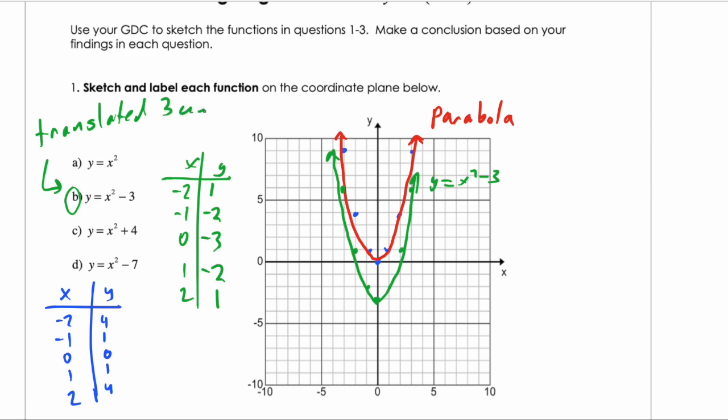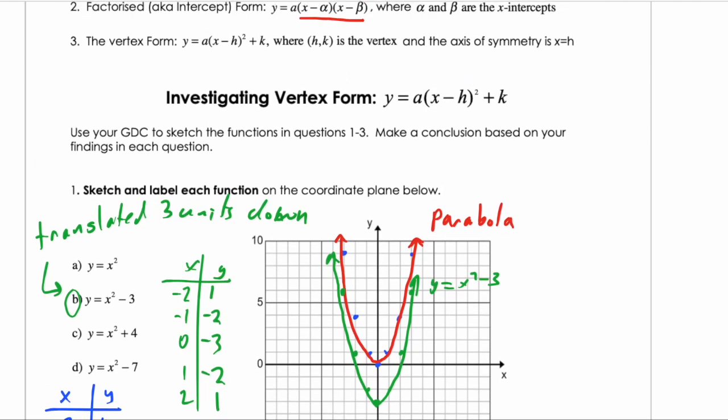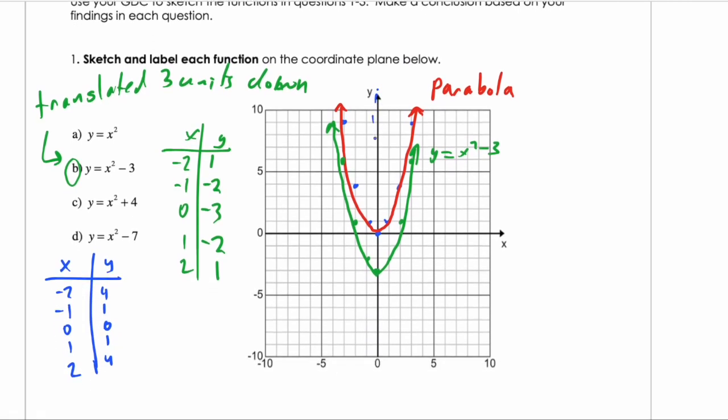Translated 3 units down. Okay, and maybe I'll talk about some of the vocabulary up here now. See, the axis of symmetry is the line that goes straight down the middle. In this case, it cuts it into 2 equal pieces, hence the name axis of symmetry. So x equals 0 is the axis of symmetry. I believe there's 2 m's.